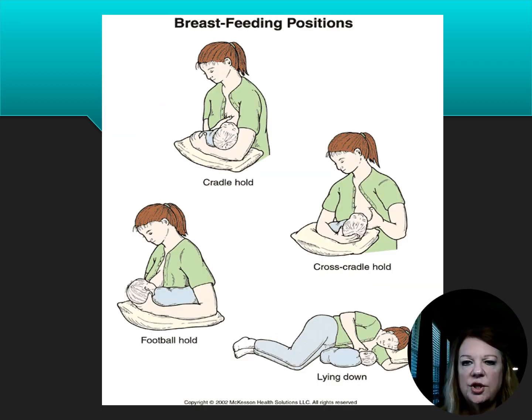This one just shows some different positions we can use for breastfeeding: the cradle hold, the cross cradle hold, the football hold, the lying down. Honestly, the football hold and lying down are real good for C-section patients that have an abdominal incision, because it's going to hurt more if they're lying in the other ways, as it puts pressure on their abdomen. This is in your book too on page 237, figure 9-10.